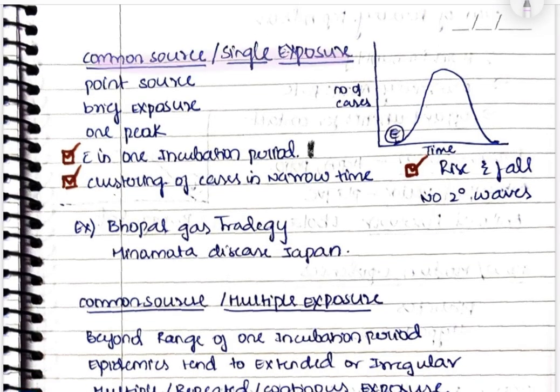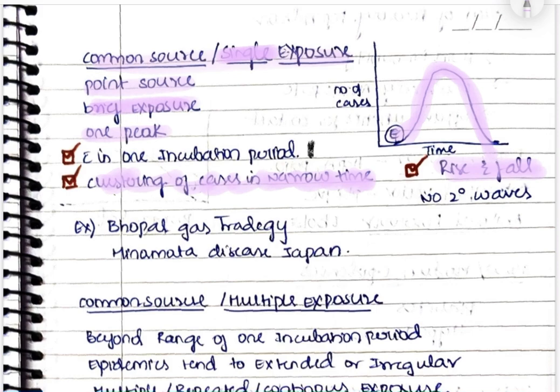So let us see the different types of epidemics. One is a common source single exposure. So in this, just remember the word single, right? So here you will be having this point source or the brief exposure or the single exposure, and there is only one peak. So you can see only one peak. This rise and fall of cases are seen within this one peak, and clustering of cases are seen within the narrow period of time. Because of the brief exposure, the time period is very narrow. Within the narrow period of time itself, you will be seeing this clustering of cases.